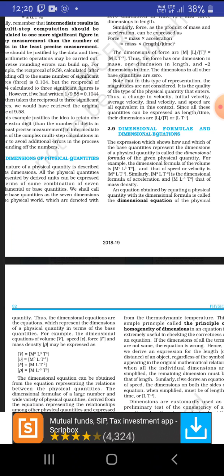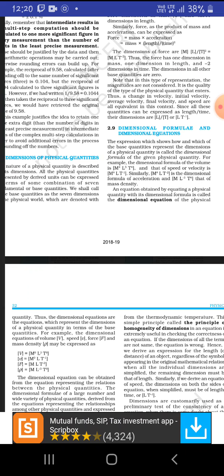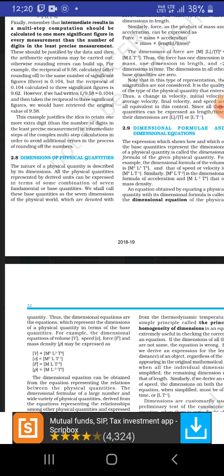So what is a dimensional formula, and what is a dimensional equation? An equation that is obtained by equating a physical quantity with its dimensional formula, when we solve it and get a number, is called a dimensional equation.